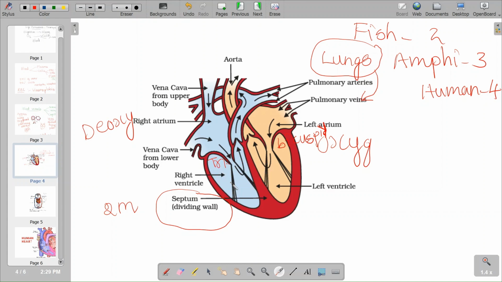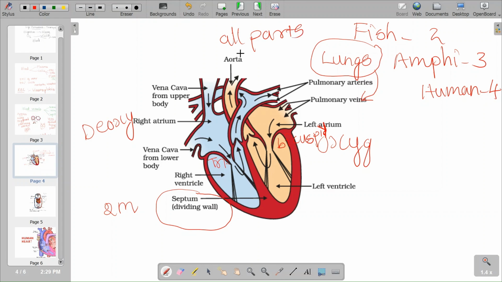From the right ventricle, the deoxygenated blood is carried by the pulmonary artery to the lungs for oxygenation. Here also we have another valve at the base of the pulmonary artery. It is called the pulmonary valve. Here, from the left ventricle, the oxygenated blood is carried by the aorta to all parts of the body.